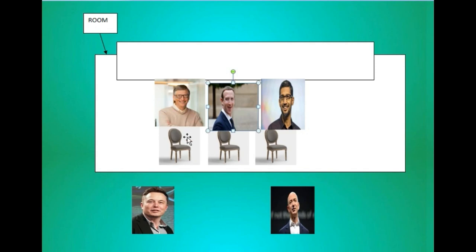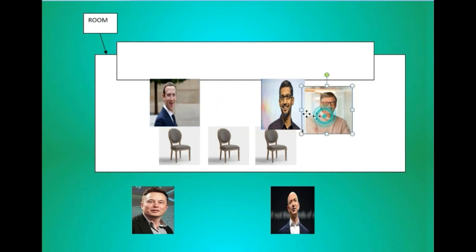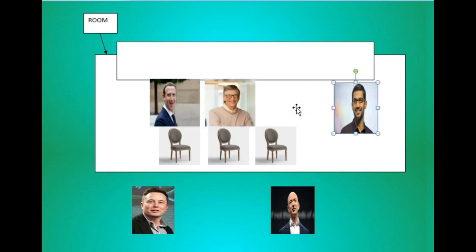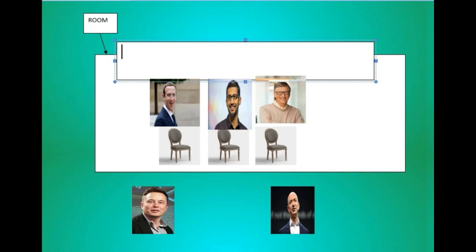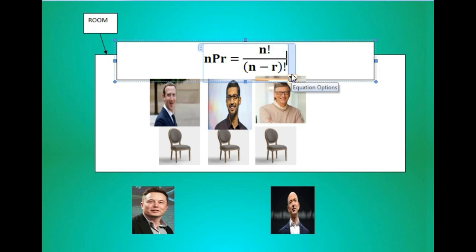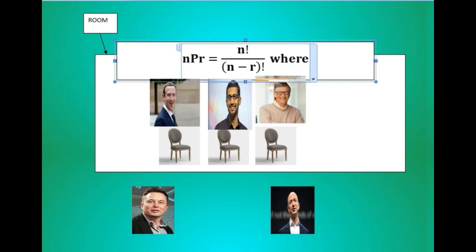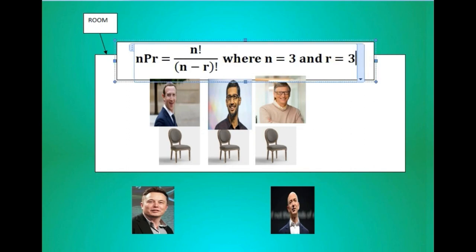Like Mr. Bill is currently on chair number 1, Mark on 2 and Sundar on 3. But this can be otherwise also, like Mr. Mark can come on 1, Mr. Bill can 2 and likewise Mr. Bill can come on 3 and Mr. Sundar come on 2. So there are several arrangements of these 3 guests on the 3 chairs. Okay, I'm using the word arrangement. It means this is the permutation part. So how many arrangements are possible with the 3 guests? This can be computed using NPR, where N equal to 3 and R is also equal to 3.